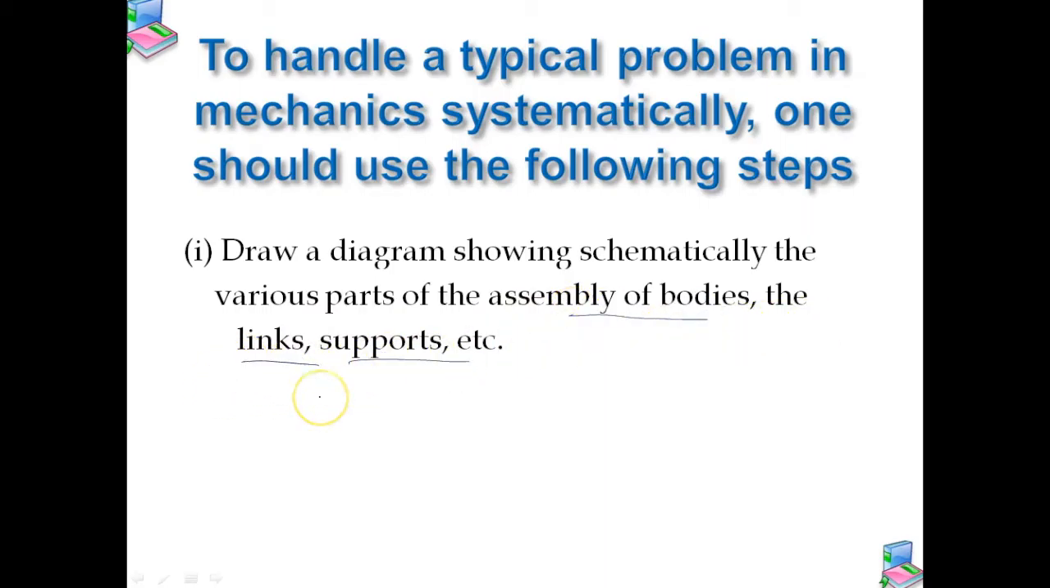Okay, we should draw the diagram schematically, which shows the various parts which are involved in that particular problem. And even the links, how they are related, the direction, all those things we have to draw schematically. That is the first step.